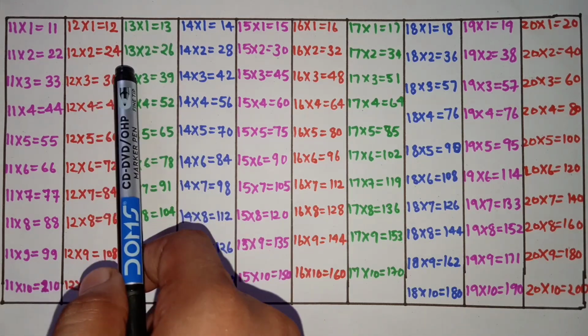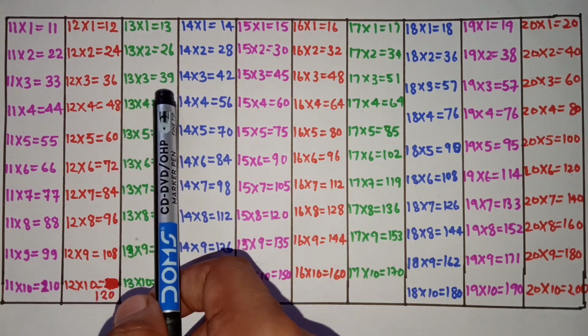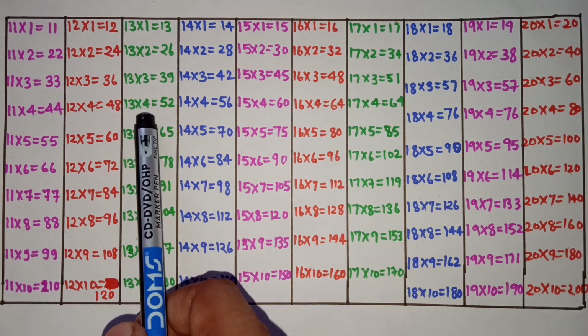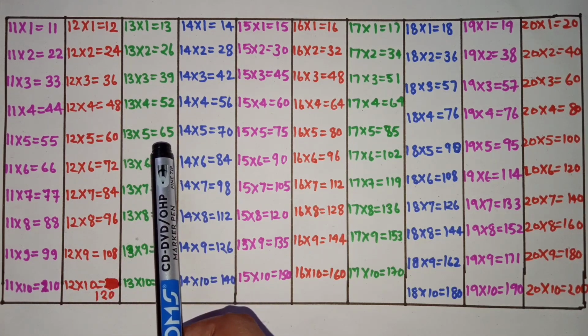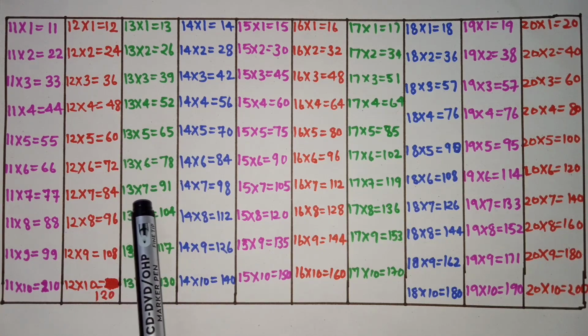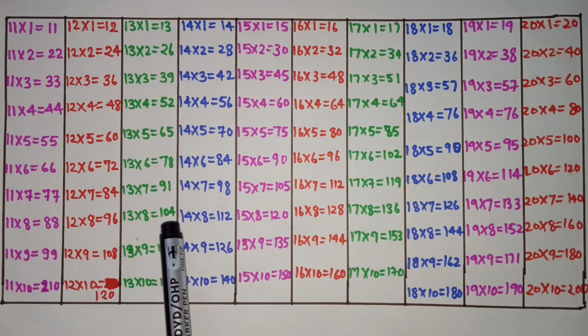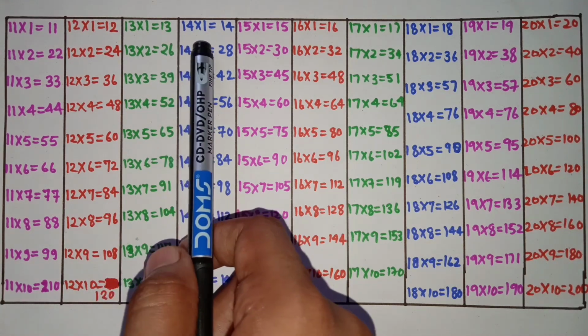13 1s are 13. 13 2s are 26. 13 3s are 39. 13 4s are 52. 13 5s are 65, 13 6s are 78, 13 7s are 91, 13 8s are 104, 13 9s are 117, 13 10s are 130.